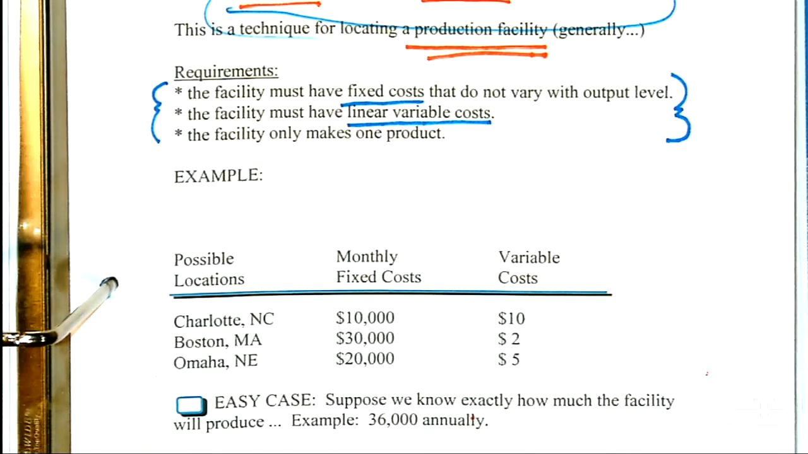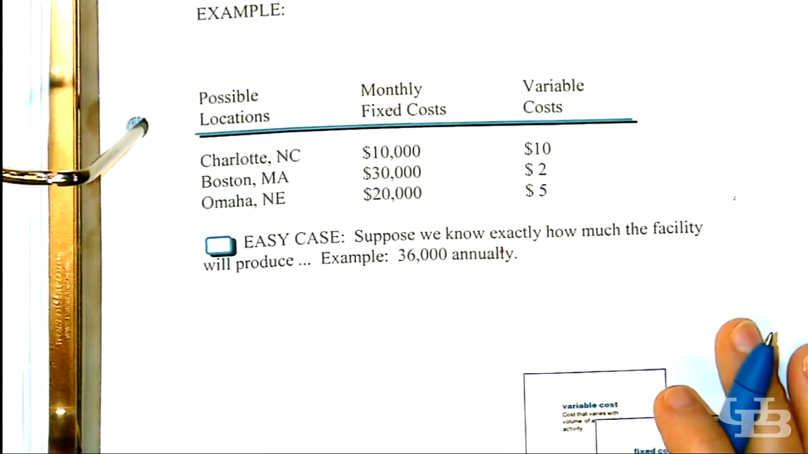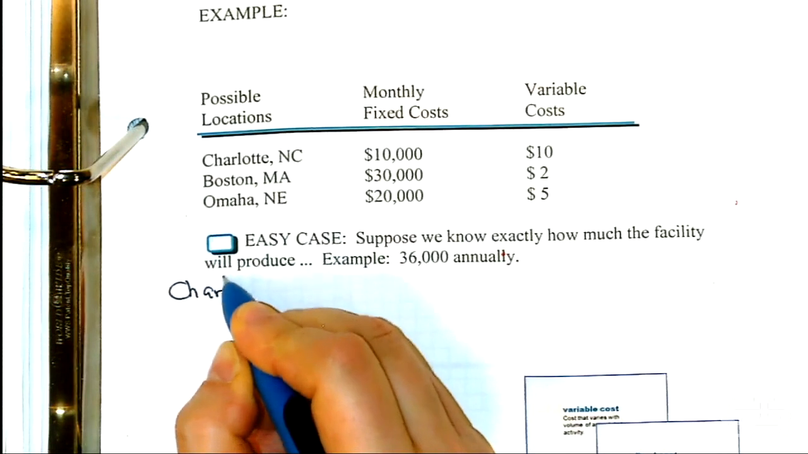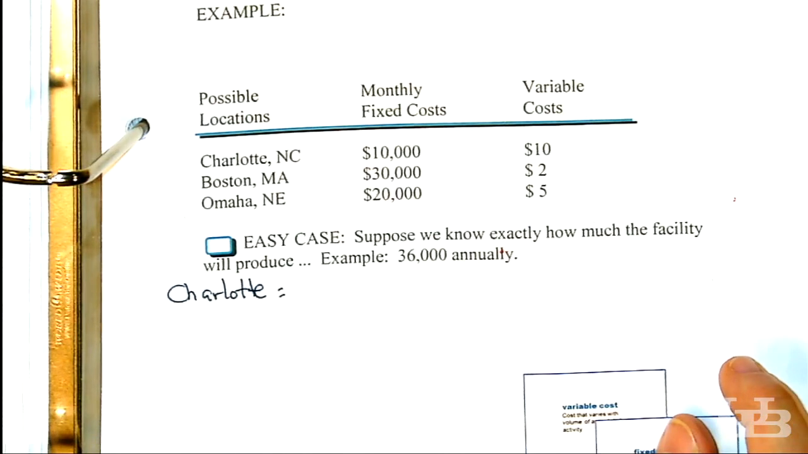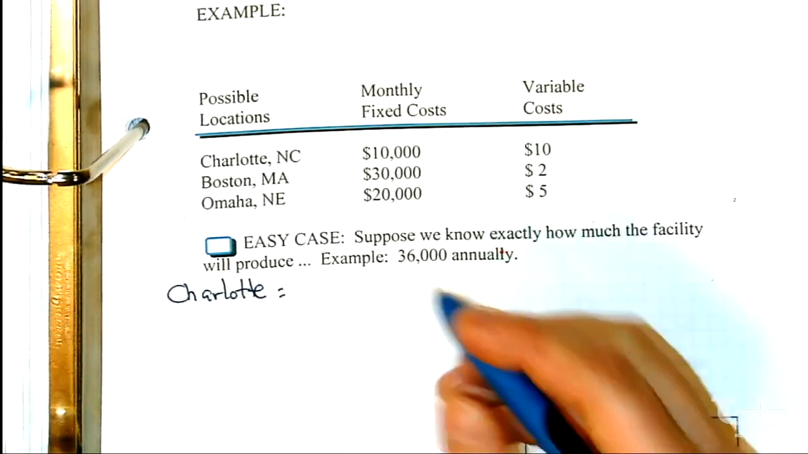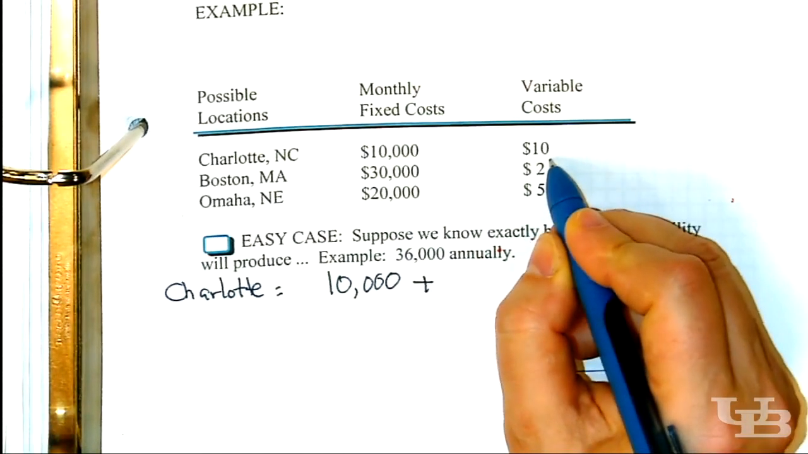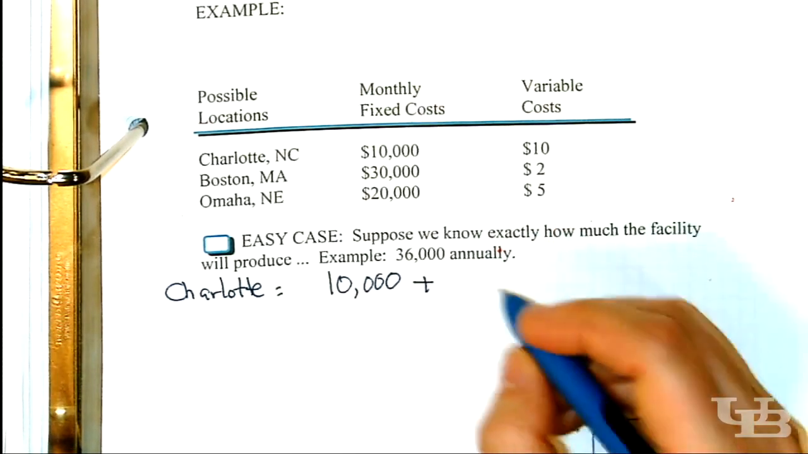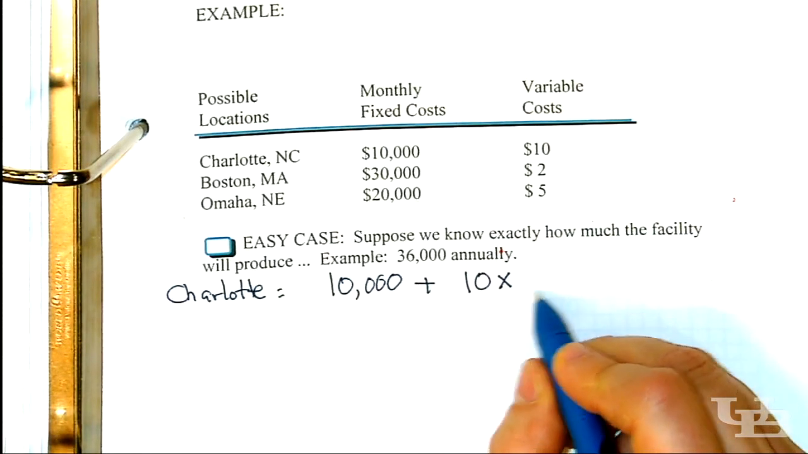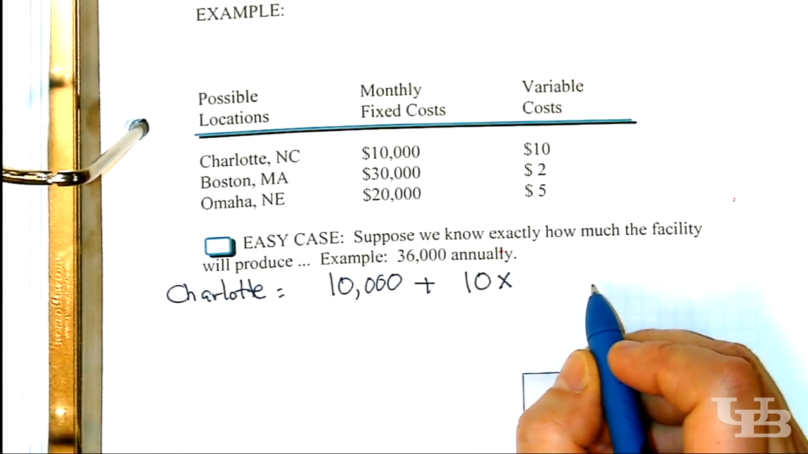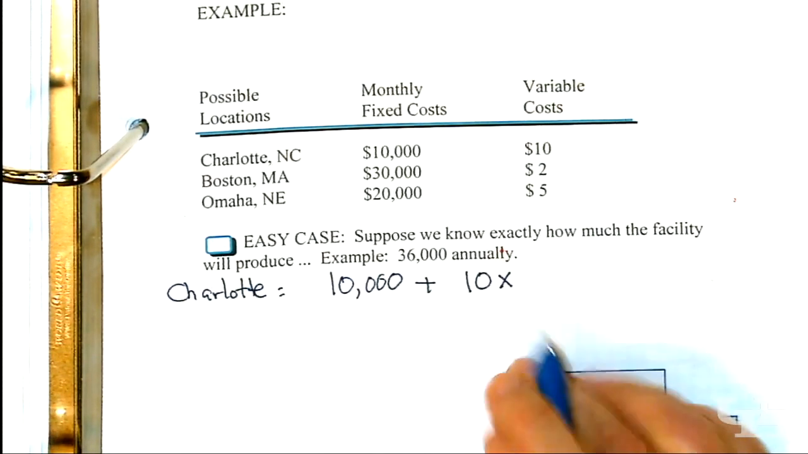Our obsession is cost in this particular case. So just think about it like a contest. Test each one of your candidates to see who costs the least. Let's see, Charlotte. If we locate in Charlotte, we pay that monthly cost of $10,000. Plus, we pay $10 for each unit produced. That's what the variable cost is. So I want to say $10 times how much? So what's the number here for the volume? You're about to say 36,000. And I'm glad. Actually, this is good.